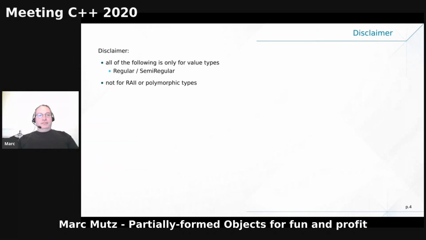Disclaimer, all of the following, all the talk is about value types. That means if you're familiar with the terms regular and semi-regular types. This is not for RAII or polymorphic types, because we don't usually move them. And if you move a RAII object, you definitely want that you have a specified moved from state, meaning the RAII object is disengaged from its resource.